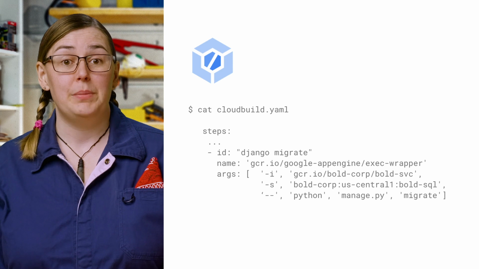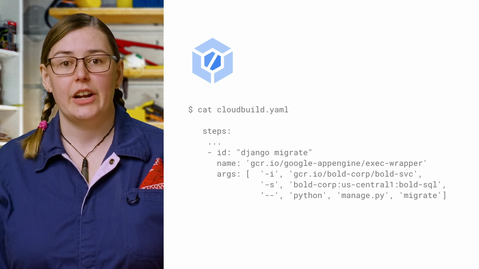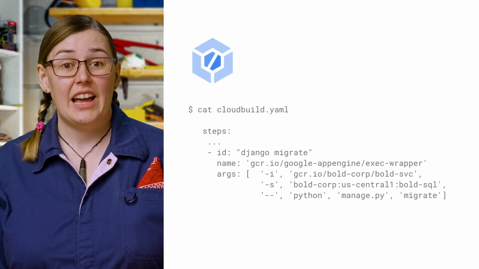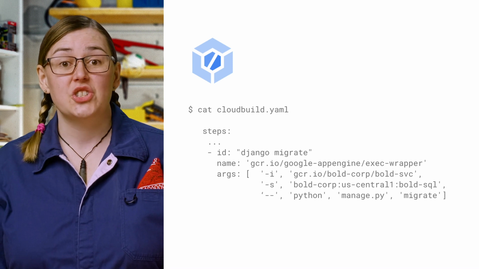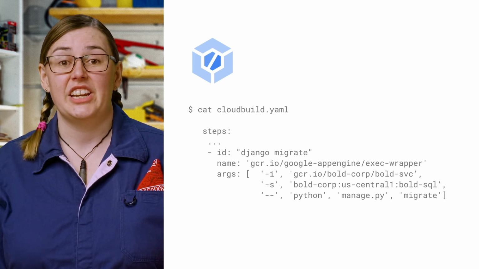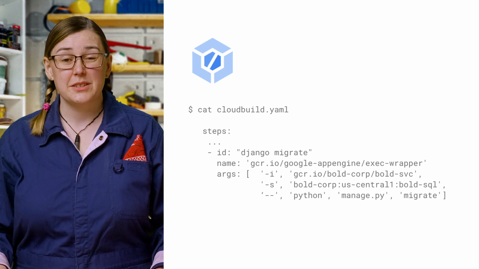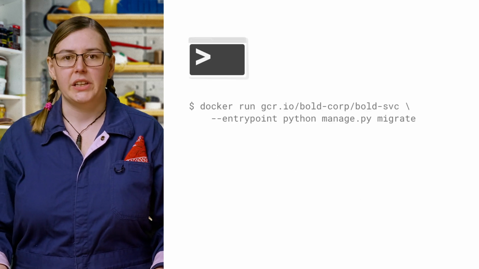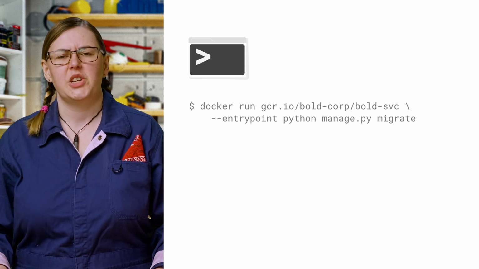Instead, they can run these commands as part of their continuous integration process. With Google Cloud Build, we can use the App Engine exec wrapper as a step in our cloudbuild.yaml that allows us to run commands against an encrypted connection to our database. If that doesn't work for Parker's migration strategy, they can run their migration commands manually from the Cloud Shell with help from Cloud SQL proxy.